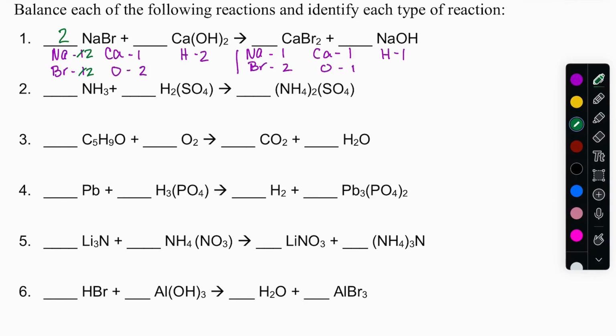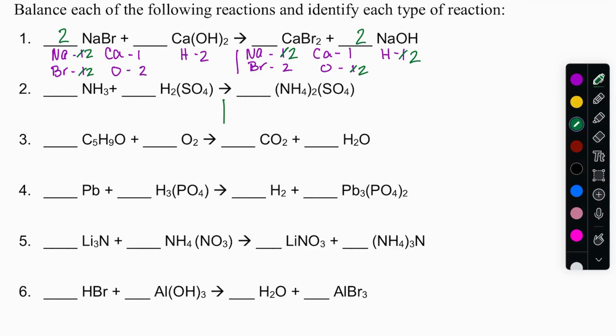But my oxygens and my hydrogens and my sodium aren't, which luckily are all in the same molecule here on my product side. Put a 2 coefficient here. That changes my sodiums, my oxygens, and my hydrogens. So I have 2, 1, 1, 2 for my balance on that one. I'm going to keep going and do all the balancing first, and then we'll go through and talk about what type of reaction they each are.